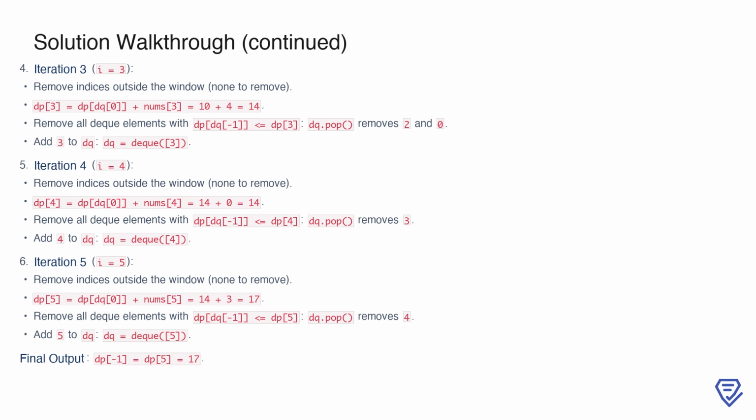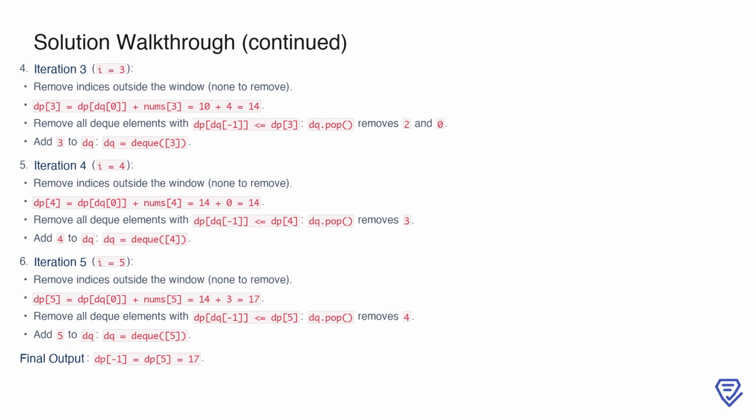At this point, we remove indices 2 and 0 from the deque because their dp values are less than or equal to dp[3]. We then add index 3 to the deque, resulting in dq equals [3]. For i equals 4, no indices need to be removed from the deque due to the window size, so we compute dp[4] as dp[dq[0]] plus nums[4], which is 14 plus 0 equals 14. We remove index 3 from the deque as its dp value is less than or equal to dp[4], and then add index 4, leaving dq equals [4].